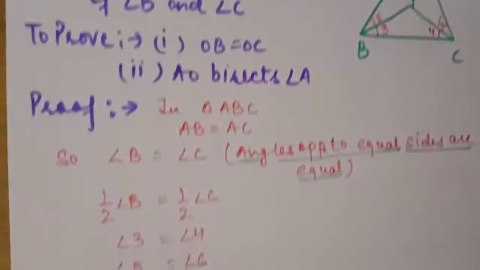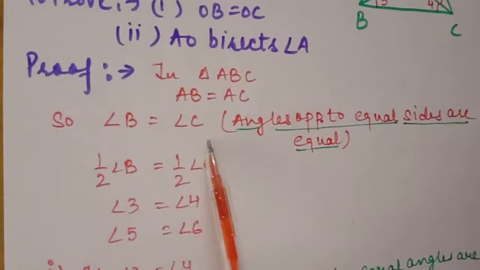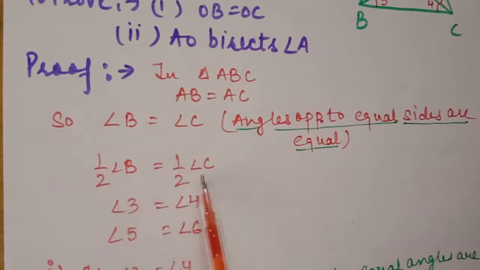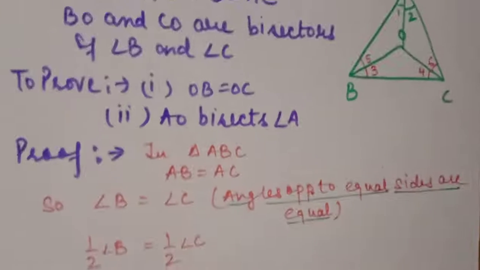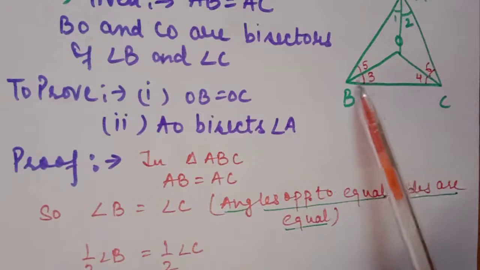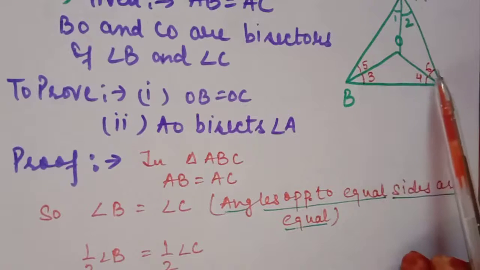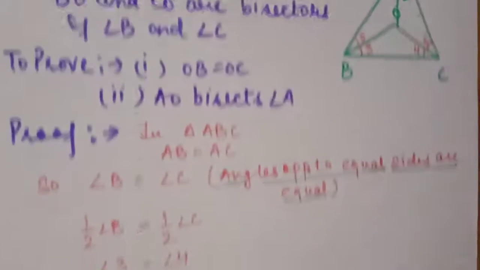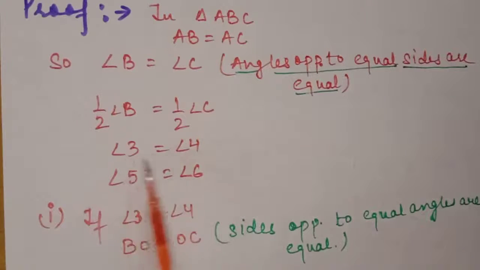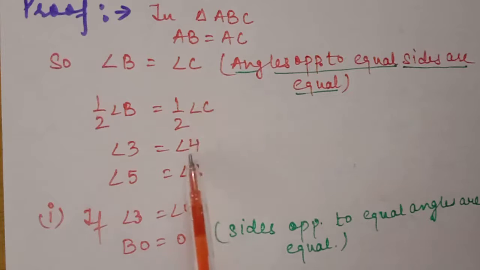So definitely students, if B and C are equal to each other, then half of B and half of C are also equal to each other. So I marked in your diagram 5 and 3, both are the half of B. 5 is also half of B and 3 is also half of B. 6 and 4 are also half of C. So both the pairs, angle 3 and angle 4, are equal to each other because they are half of B and half of C. Angle 5 and angle 6 are also half of B and half of C, so they both are equal to each other.